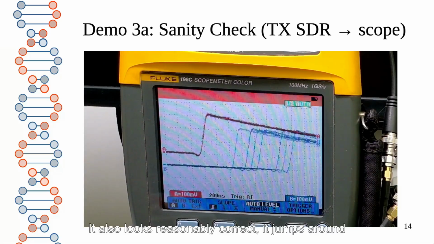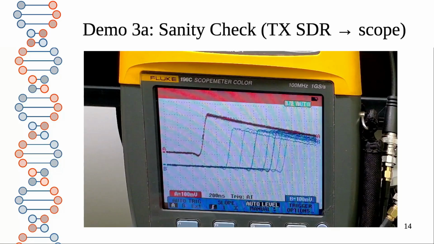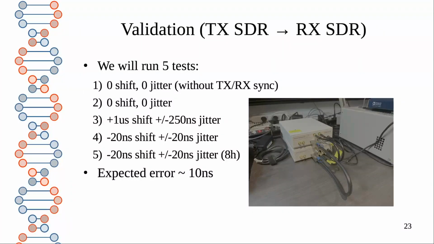Now let's disconnect the scope and send the signal to the receiver SDR unit and capture and analyze the data. Now we have coax cables carrying the signal from the TX unit on the bottom to the RX unit on the top. We will run 5 tests.